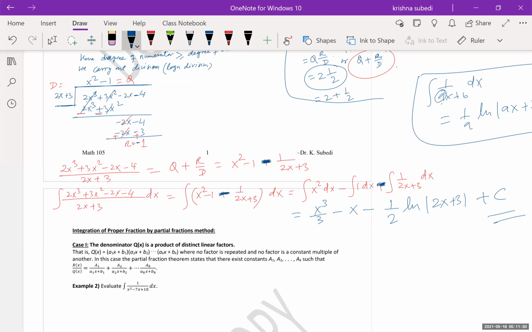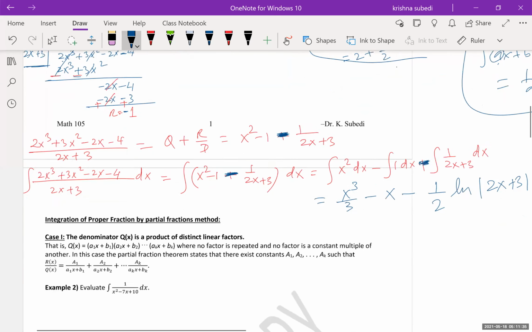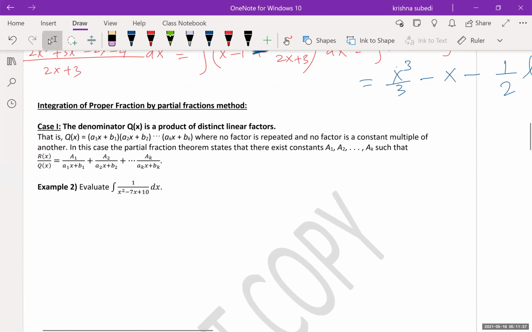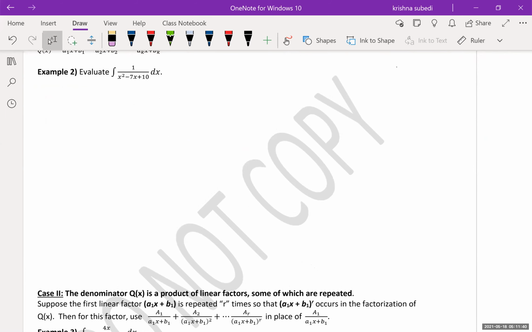Okay, if you don't have any question, then I have a question for you. Suppose you are given this example 2, let's say: 1 over x squared minus 7x plus 10. If I try to use the substitution rule, it's not going to work. And a simple antiderivative formula is not going to work. So the only hopeful method would be partial fractions, changing it into partial fractions.